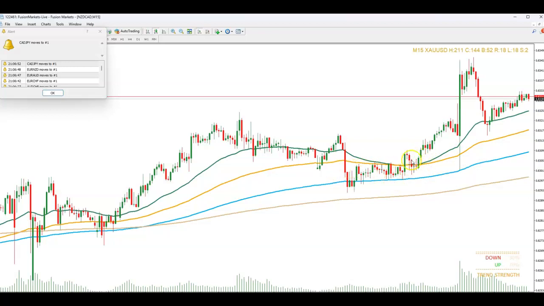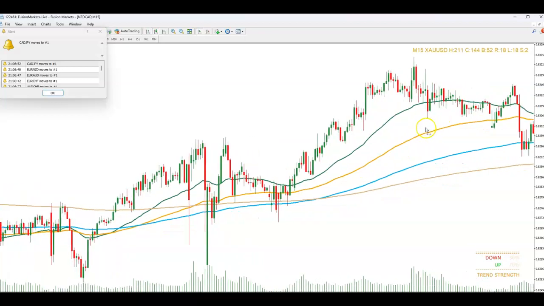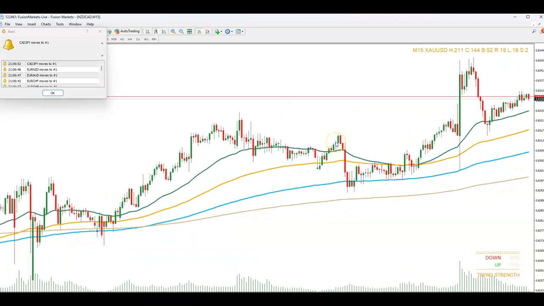So as you enter, you want to see the price moving up into a strong trend on the trend strength indicator here or back here, wherever we entered, I can't remember. So that's the other rule. Write these down.